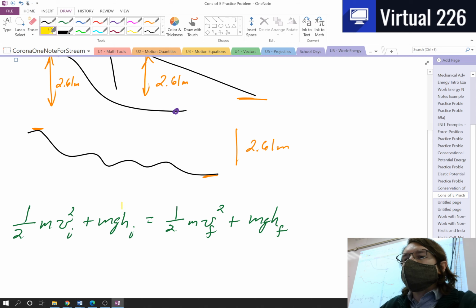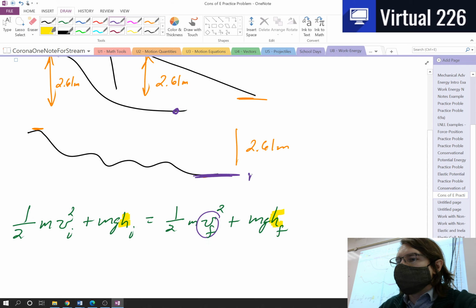Now, with these potential energies, we've seen this before. These heights are measured relative to some position, and we pick that position. That's something that we need to make a decision about. It is often a clever move to pick either the initial or the final point as the reference position. In this case, because we're looking for a final velocity, let's make this final position down here the reference.